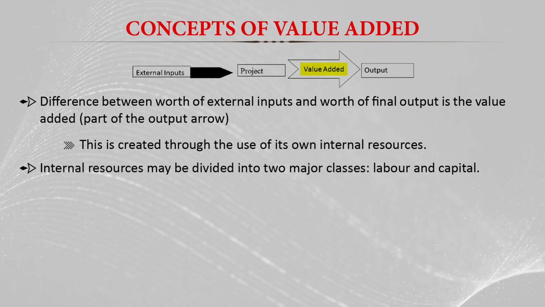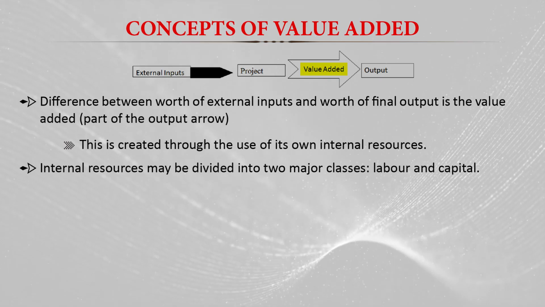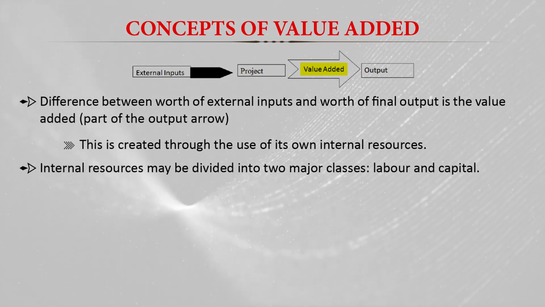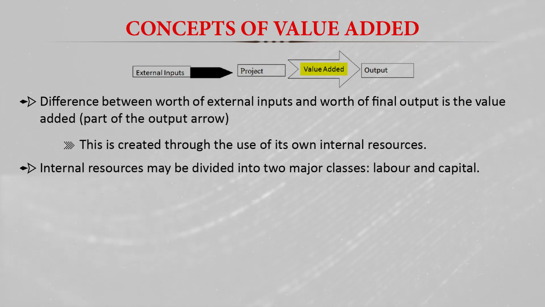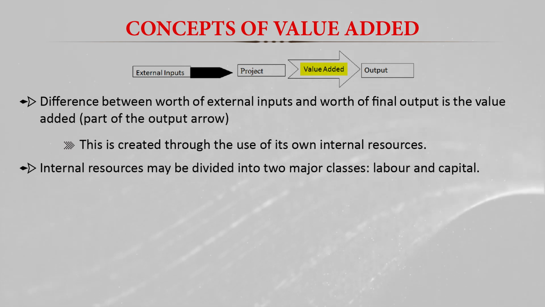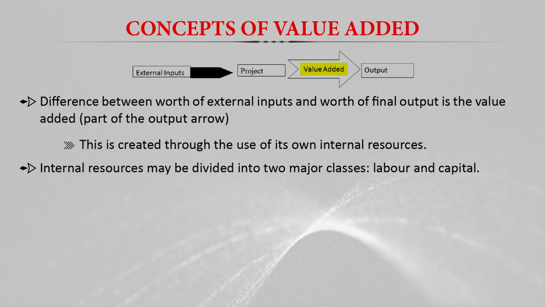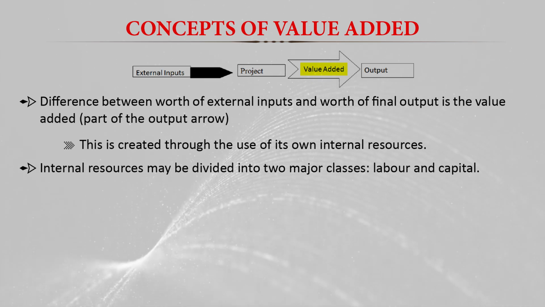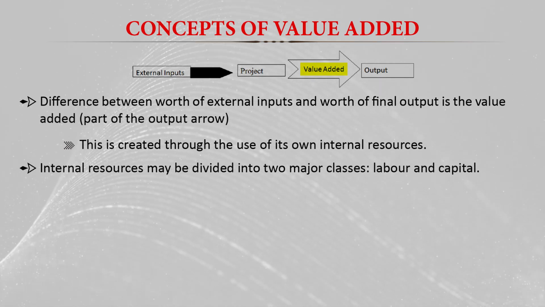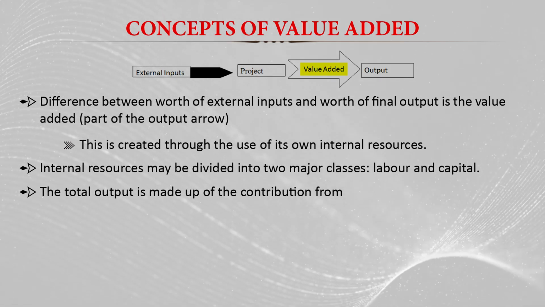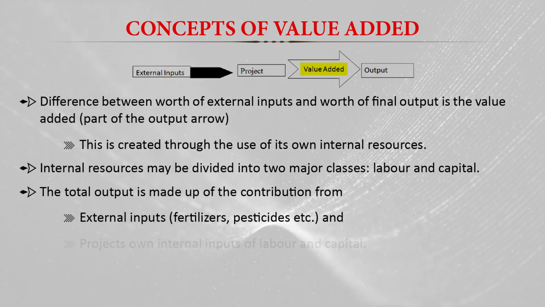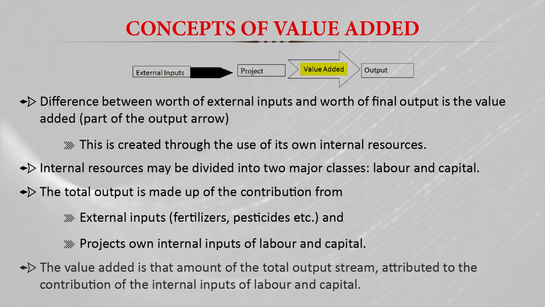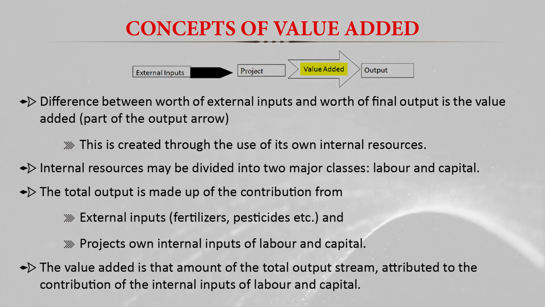Internal resources may be divided into two major classes, labor and capital. So we purchase some input from the market, and then we add our labor or skills, and we add our capital in the production activity. When we subtract the external resources which we are using, the difference is basically the result of our labor and capital. Total output is made up of the contribution from the external inputs like fertilizer and pesticides and the project's own internal input of labor and capital. So the value added is that amount of the total output stream that is attributed to the contribution of the internal inputs like labor and capital. So here there are two different concepts now in the value added.